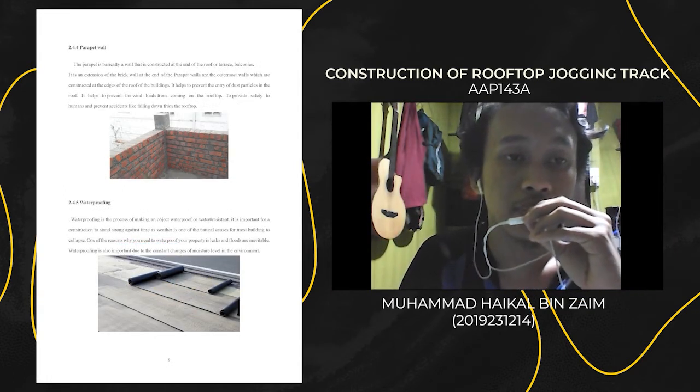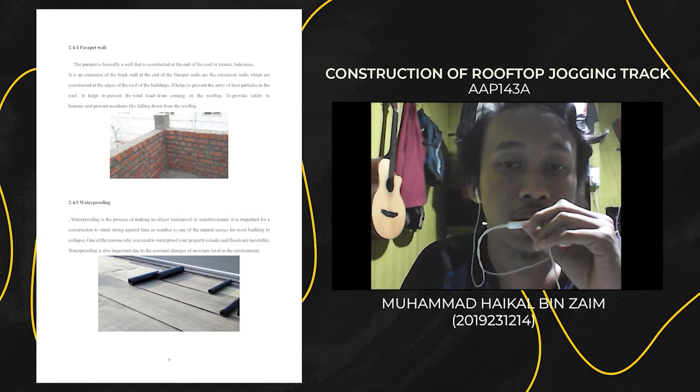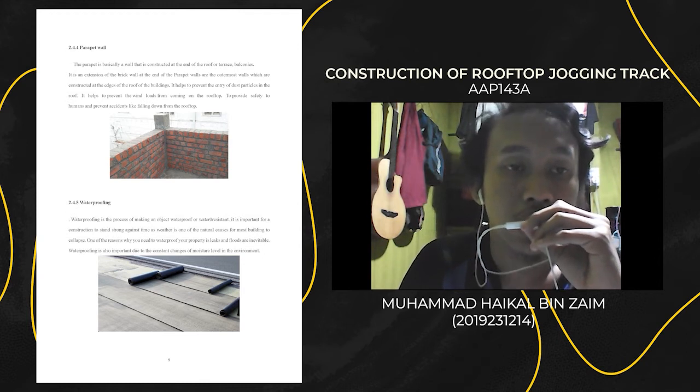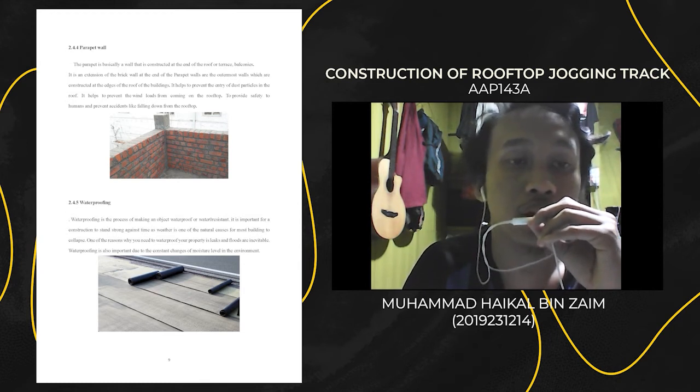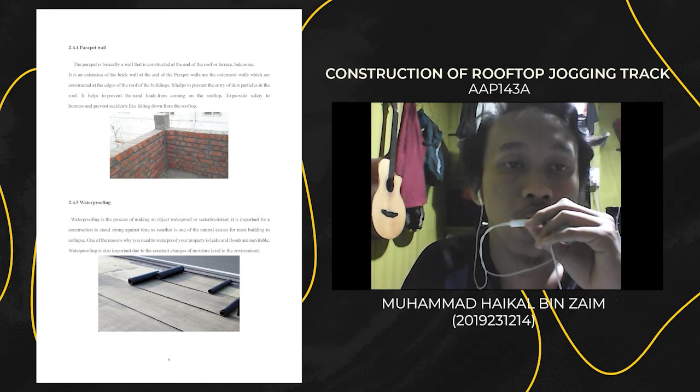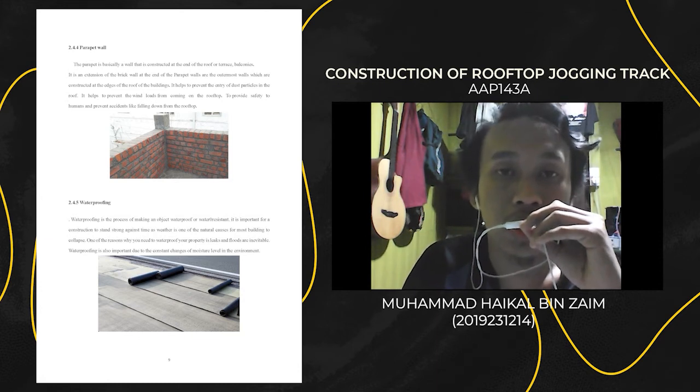Parapet wall. The parapet is basically a wall that is constructed at the end of the roof or terrace balconies. It is an extension of the brick wall. The parapet walls are the outermost walls, which are constructed at the edge of the roof of the buildings. It helps to prevent the entry of dust particles in the roof.